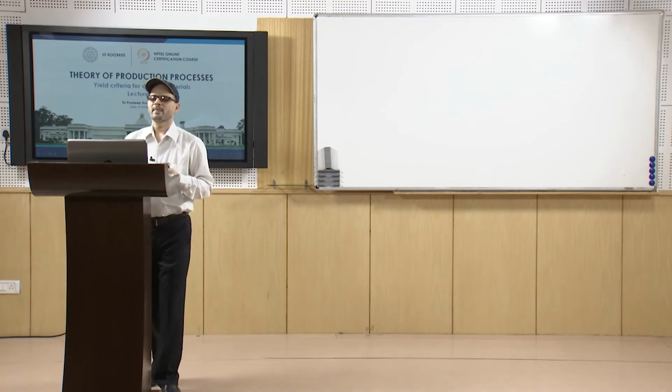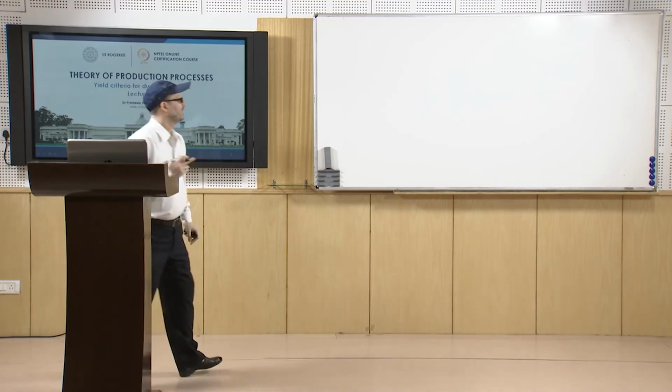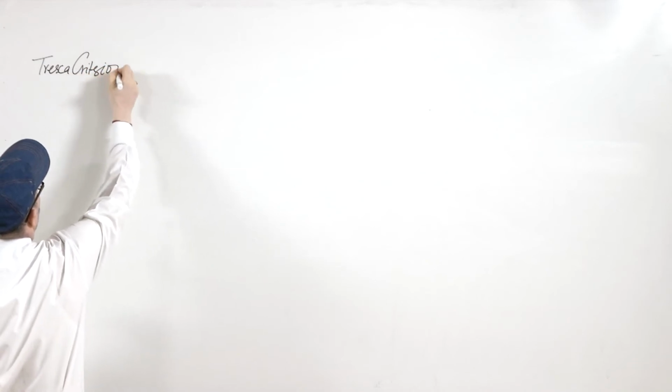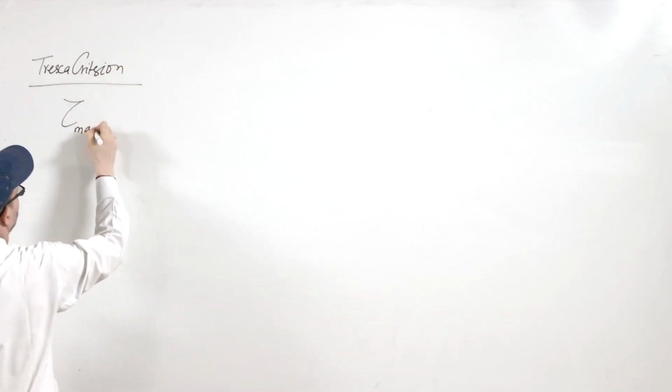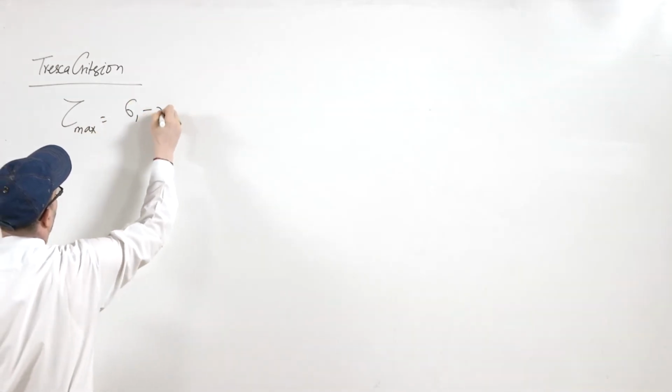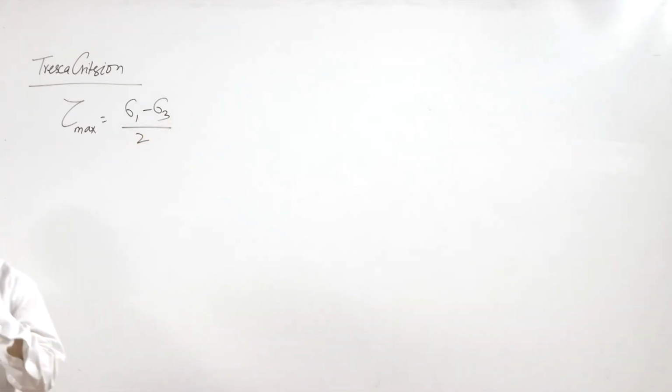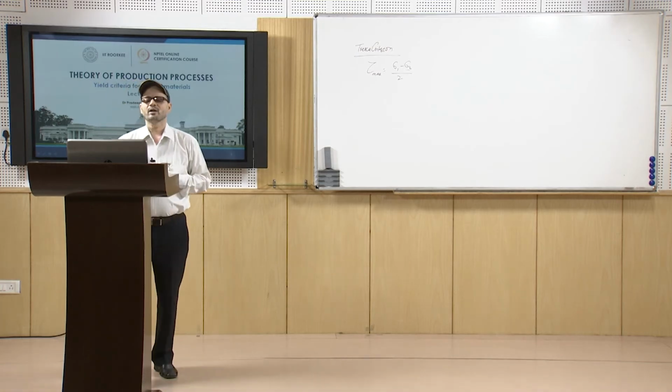So, that way the maximum shear stress is defined, and you have the Tresca criterion. Tau max will be sigma 1 minus sigma 3 by 2, when sigma 1 is algebraically the largest principal stress and sigma 3 is algebraically the smallest principal stress. In those cases, the maximum shear stress can be defined as sigma 1 minus sigma 3 by 2.